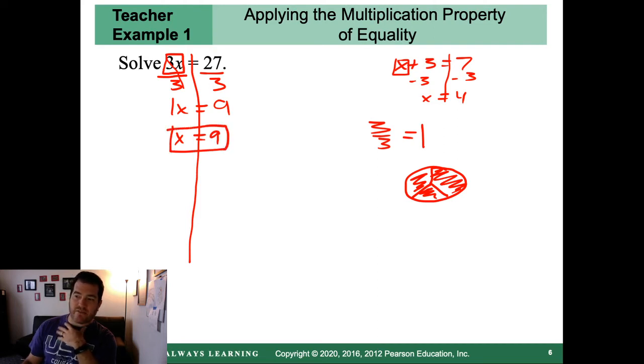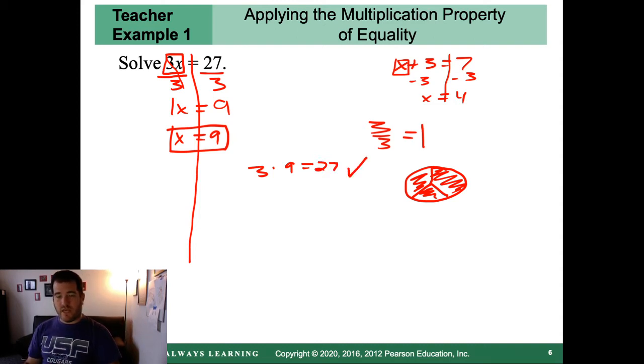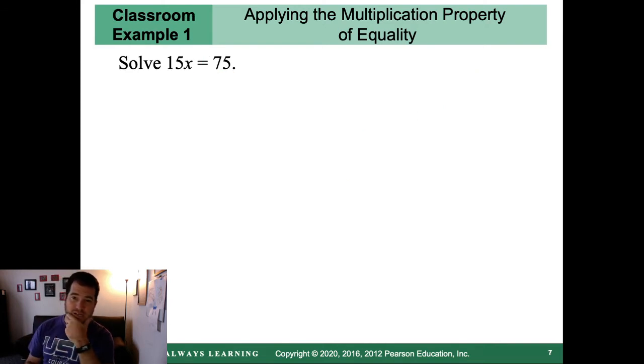And just like the last lesson, you can plug this back in. Ask yourself, is 3 times 9 equal to 27? I would say that it is, so we're good to go. In this step, we're just thinking that the 3 is being multiplied to the x, so we have to divide both sides to get our answer. So go ahead and try this one and give it a couple minutes. It's totally fine if you have to use a calculator as well.